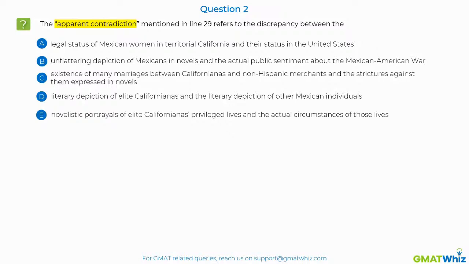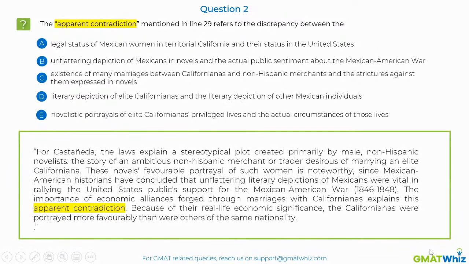So here's the portion from which this question is taken. Try and answer it, guys. Go ahead. I'm going to mute myself in the meantime.